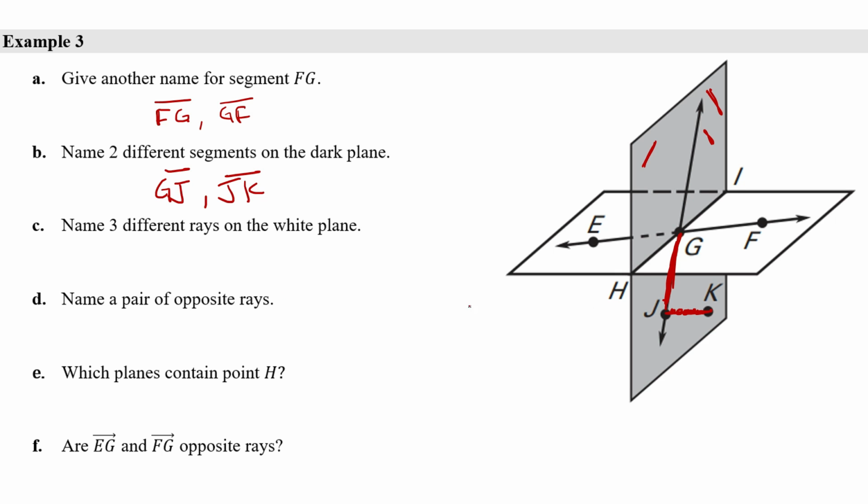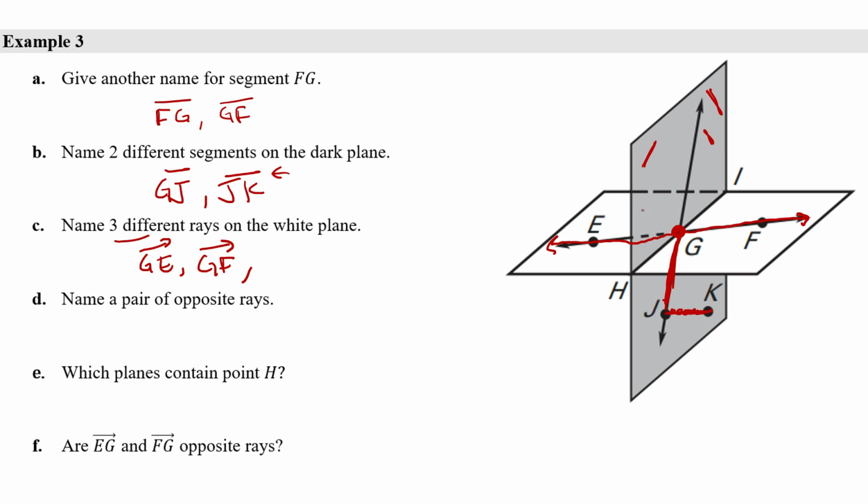C. Name 3 different rays on the white plane. Okay. So we can think about starting at G, going towards E. We can call that ray GE. Or I can think about the opposite ray, G going towards F this way. Make sure you put one arrow to signify it's a ray. If you don't put those arrows, then we're talking about segments like in example B. So you have to put the arrows to signify that they are rays.